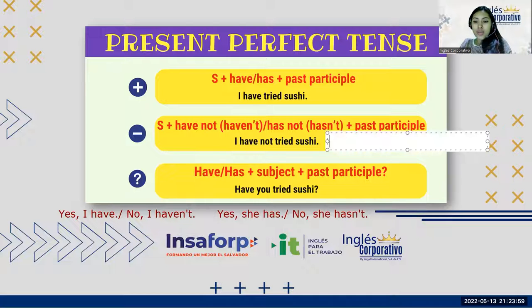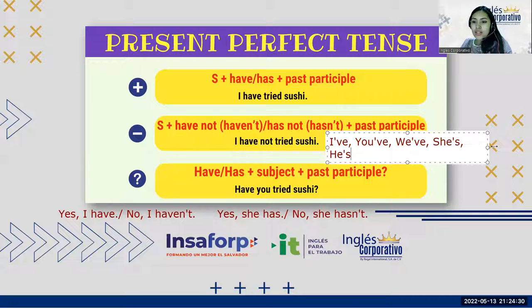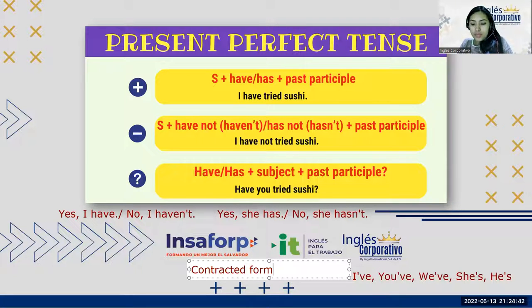Recuérdense que esto se puede contractar. ¿Ok? I've. Puedo decir you've. ¿Ok? I can say she's. Esta es la forma contractada. She's. And he's. Forma contractada. Ok. Esas son las formas contractadas. Un ejemplo. No están todas, ¿verdad? Pero FYI. Contracted form.